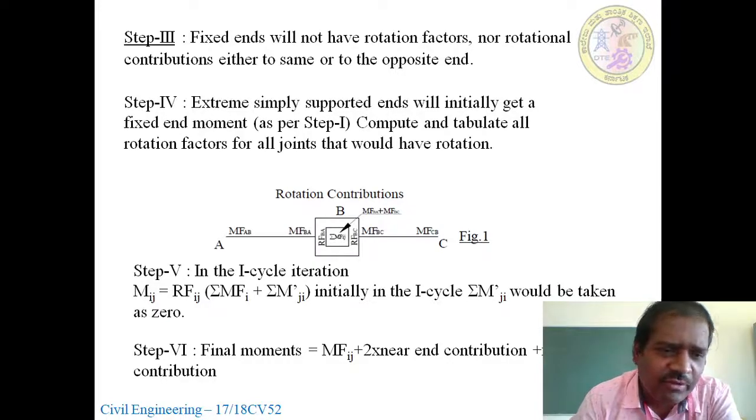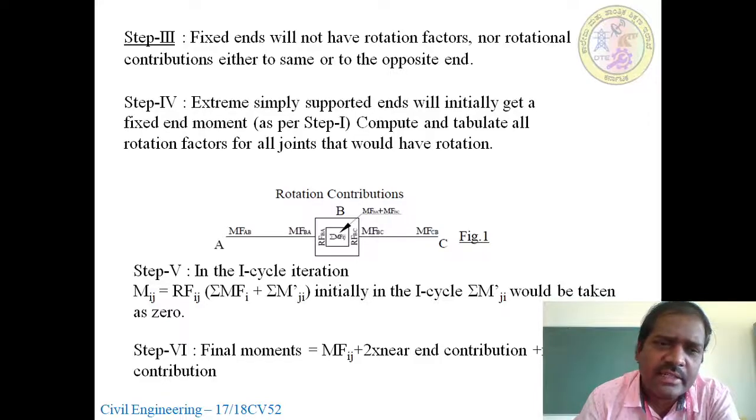The fifth step: in the first cycle, you have to go with the iterations. I will tell you the procedure in the problem. So you have to go through the iterations as per the procedure. You have to calculate all iterations until the previous iteration is the same as the final iteration.